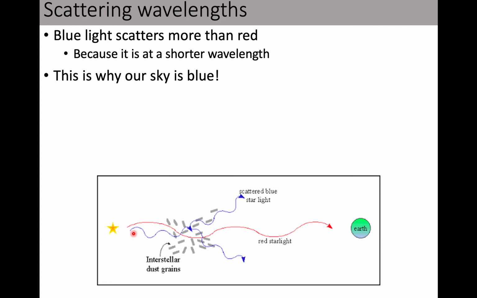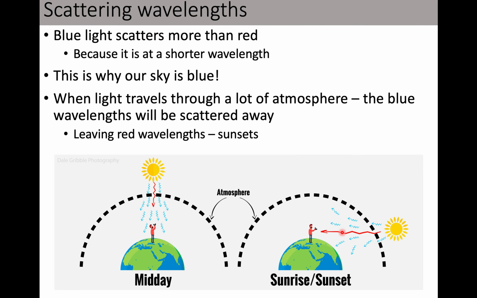So here again we have an example of a star. Here's Earth. If we have our interstellar medium, a cloud of particles and dust, that is going to scatter the blue starlight away, and all that's going to be able to make it through is the red. So this would be a situation of interstellar reddening, where because we're looking at this starlight through the interstellar medium cloud, it's going to appear red to us. Very similarly to the way our sunlight appears to us on Earth throughout the day.